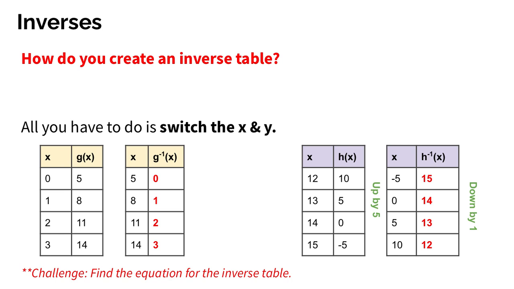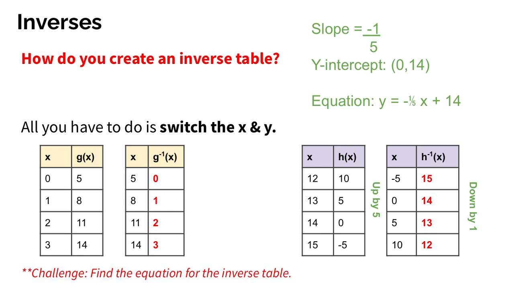So our slope would be -1/5. Since we're going down by 1, we have -1. And then that's our rise, and then our run would be up by 5, so our slope is -1/5. The y-intercept is given to us in the table. It's at (0, 14). So now we can write the equation y equals -1/5 x plus 14.